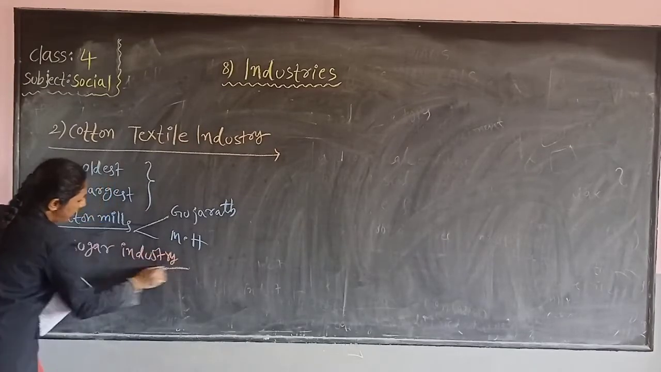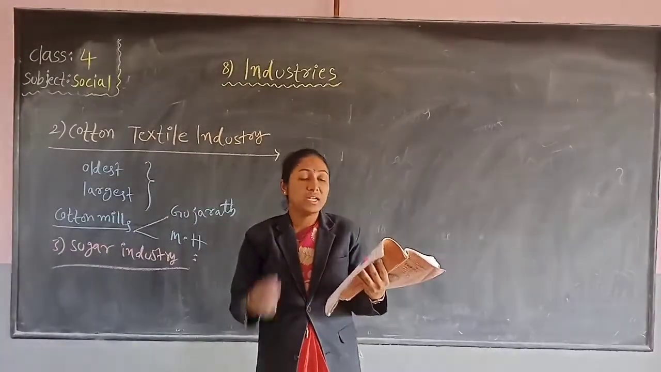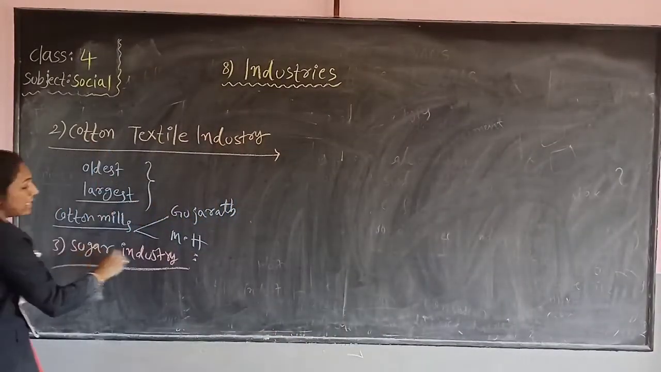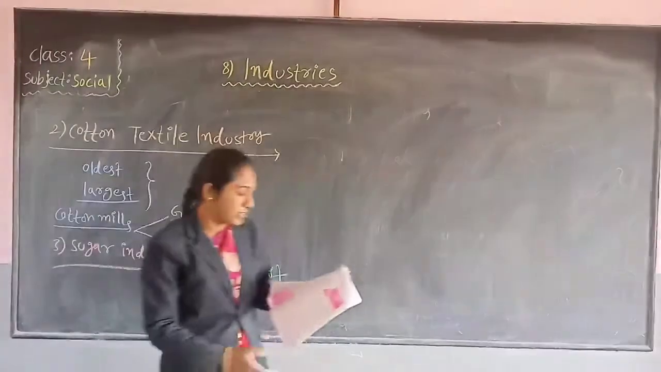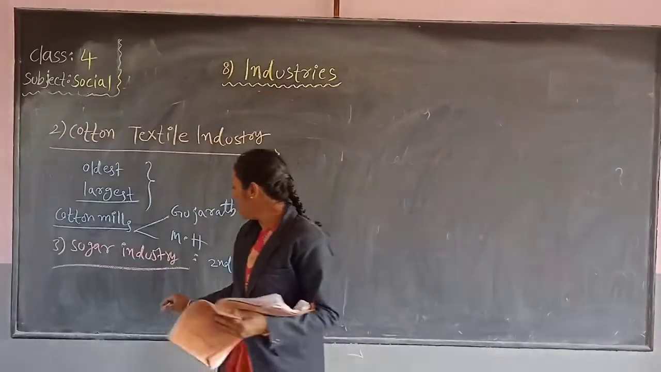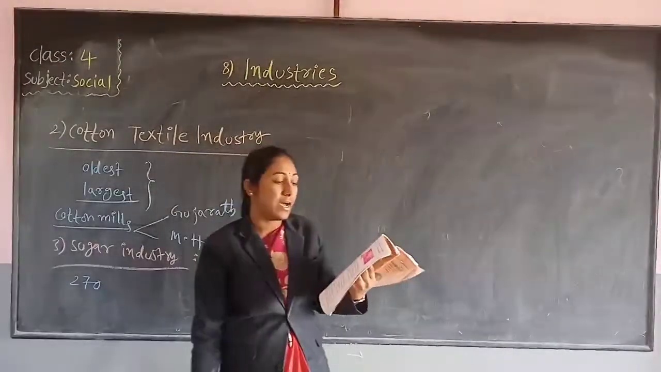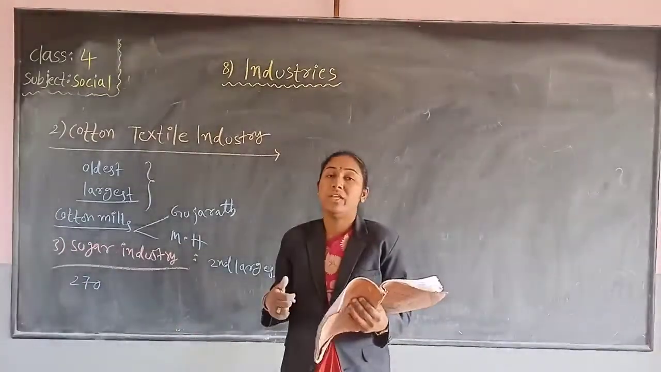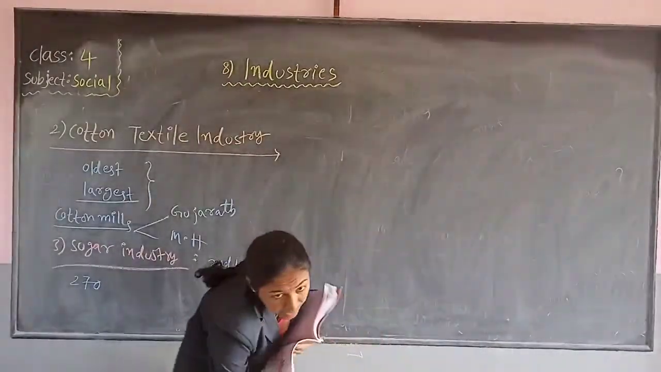The sugar industry is also an example of a large scale industry. It is the second largest industry in our country. The first largest is the cotton textile industry. We have about 270 sugar mills in India. Half of these mills are situated in Uttar Pradesh, because Uttar Pradesh produces half of the sugar cane in India.